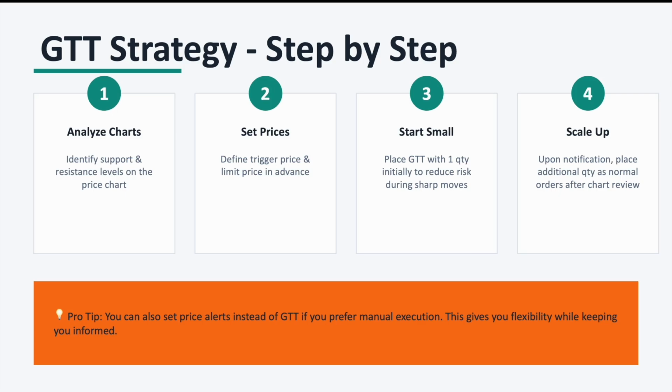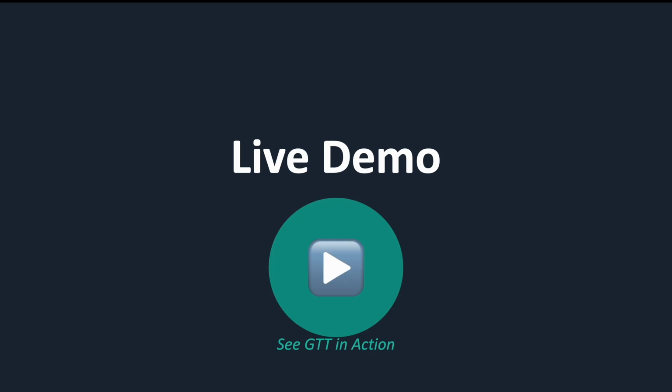You can also set price alerts instead of GTT if you prefer to execute your orders manually. In that case, it will just send you an alert on the email or on your mobile app, and based on that, you can just place your normal order. This gives you the flexibility while keeping you informed. Now we'll look at the demo.